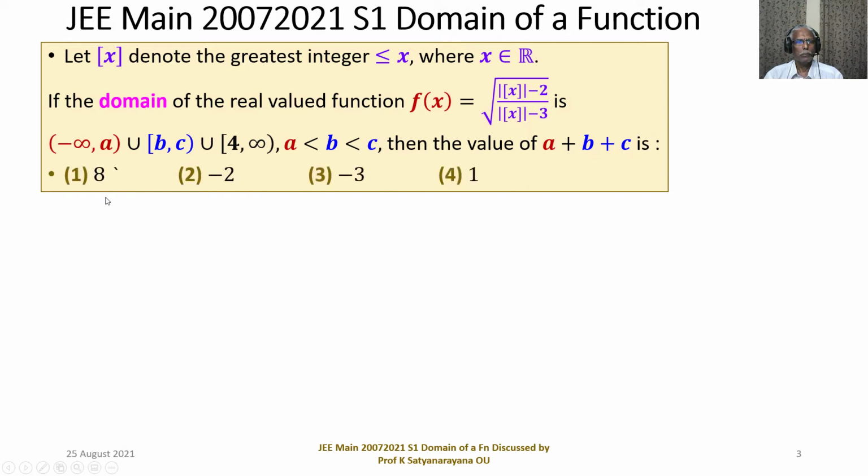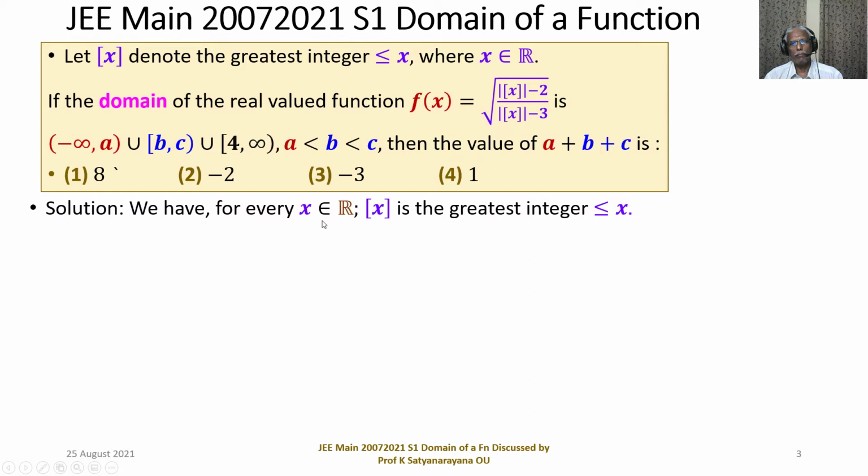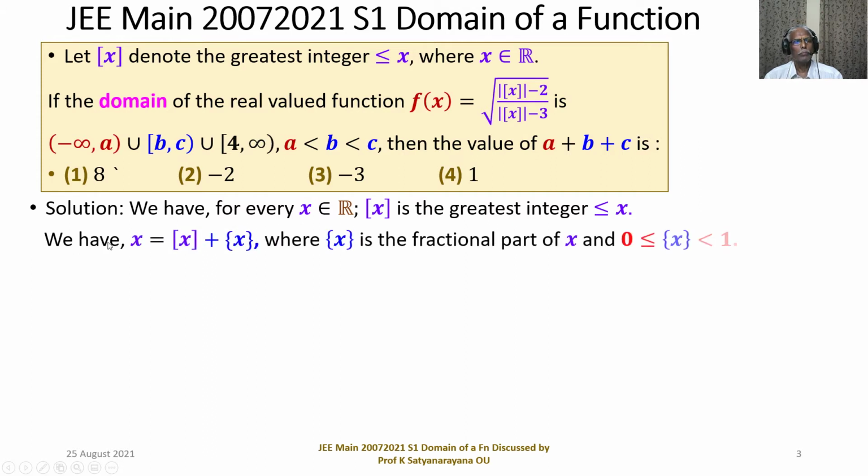Four options are given to us. Let us discuss this problem. Solution. We have, for every x belongs to R, bracket x is the greatest integer less than or equal to x. Further, we know that x is equal to bracket x plus fractional part of x, where this curly bracket x stands for the fractional part of x, and the fractional part of x lies between 0 and 1, and it will take the value 0 also. That is 0 less than or equal to the fractional part of x less than 1.